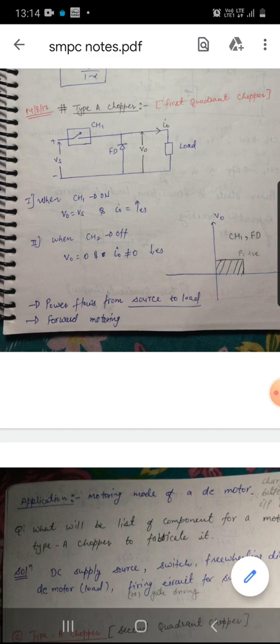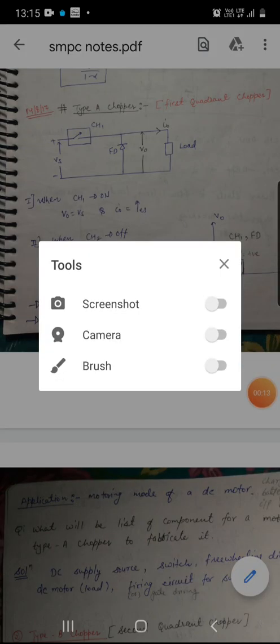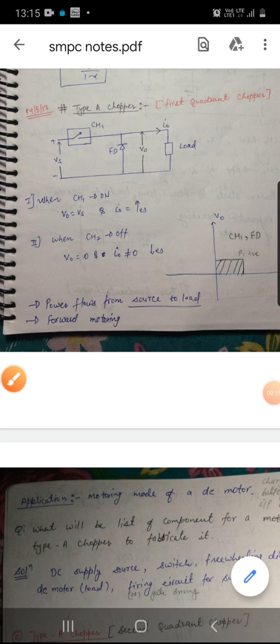Now we'll be talking about chopper. Chopper is a DC-DC converter only. So we'll be talking about type A chopper. What type A chopper is? It is first quadrant chopper. The operation is limited to first quadrant only.